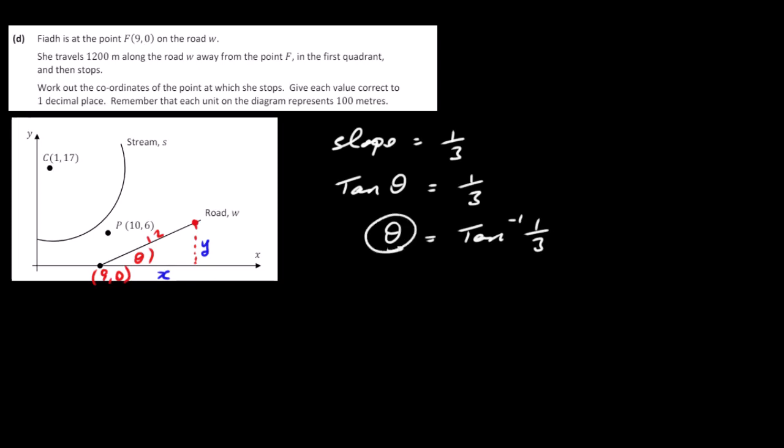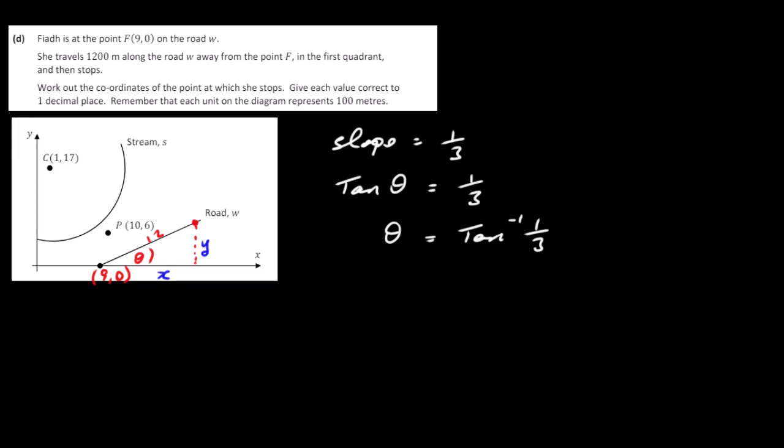So what do we know about this line here? We know that the slope of the line is equal to 1 over 3, and that's the same as the tan. The tan of my angle theta is 1 over 3, so the angle itself is tan inverse 1 over 3. If I got tan inverse 1 over 3 on my calculator, that'll give me the angle theta.